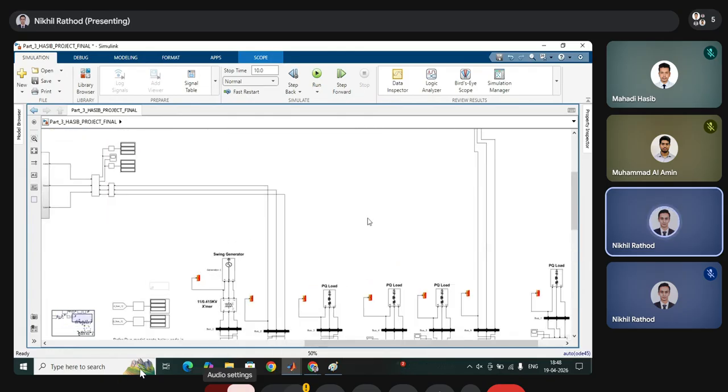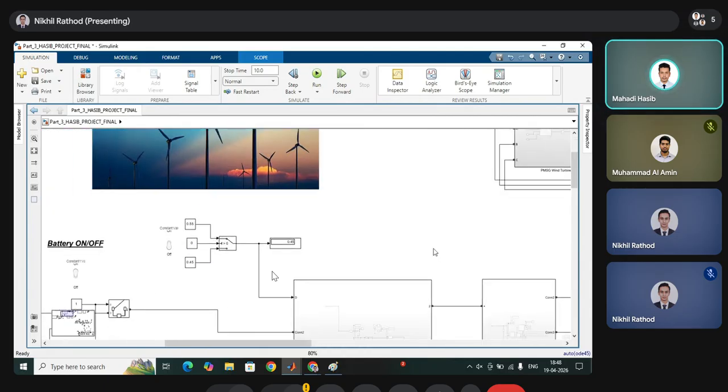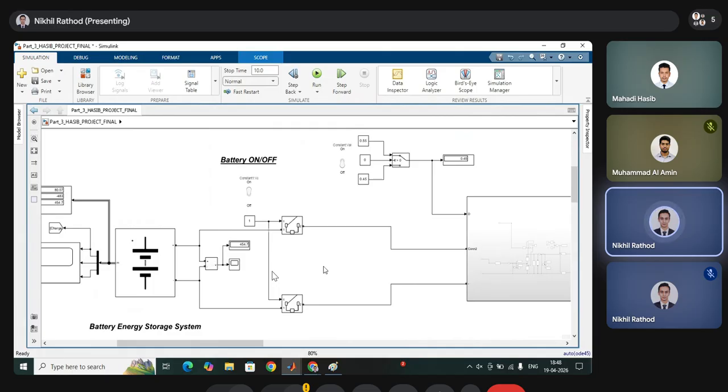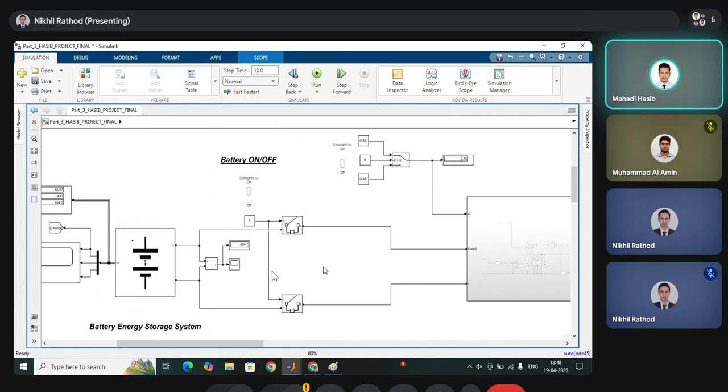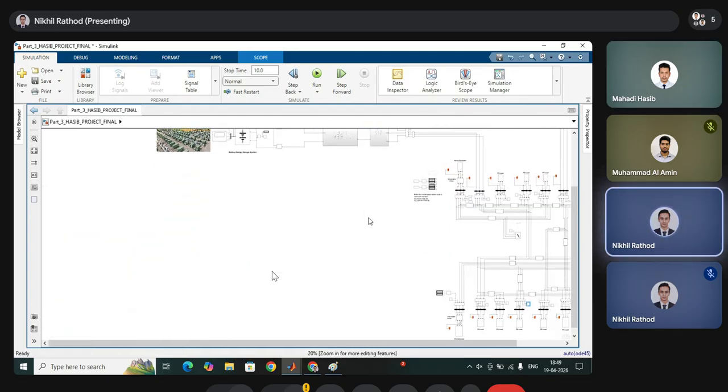Okay, clear? Not understood. What happened to the generator?